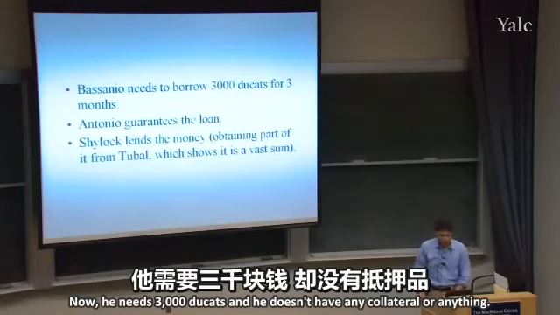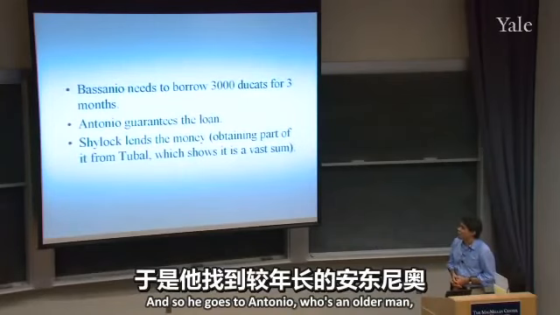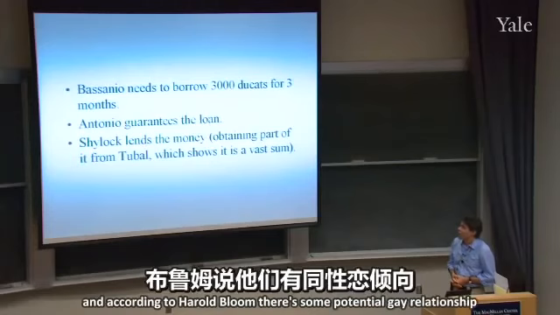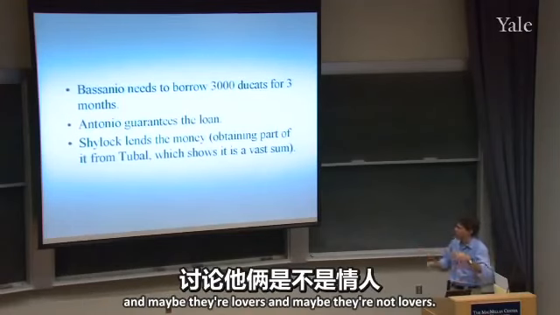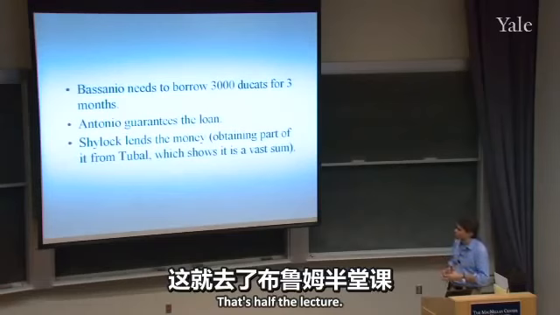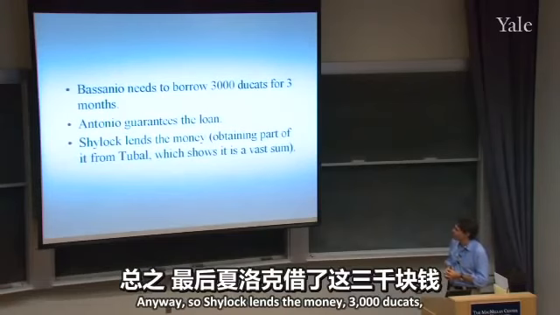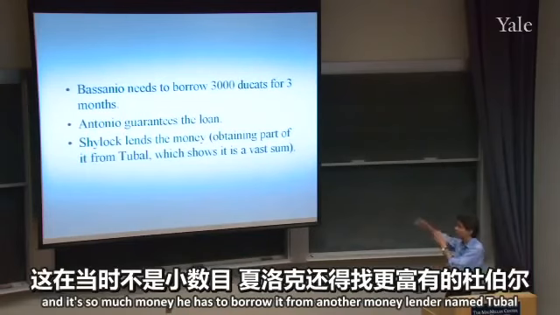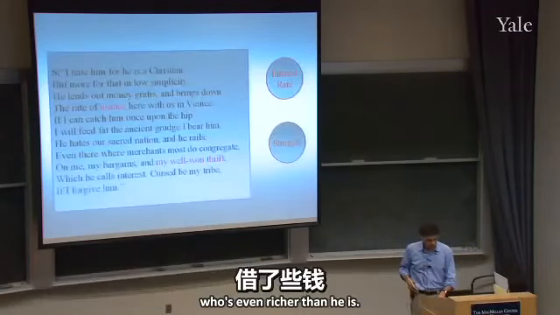Now, he needs 3,000 ducats, and he doesn't have any collateral, so he goes to Antonio, who's an older man. According to Harold Bloom, there's some potential gay relationship, and maybe they're lovers and maybe they're not lovers, and that's half the lecture. Anyway, Shylock lends the money, 3,000 ducats, and it's so much money he has to borrow it from another money lender named Tubal, who's even richer than he is.